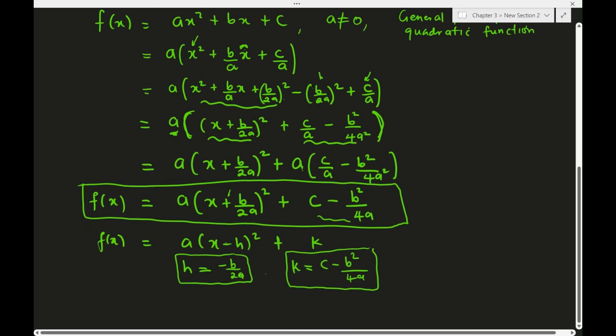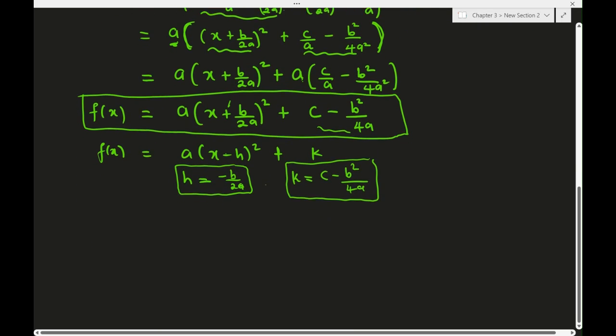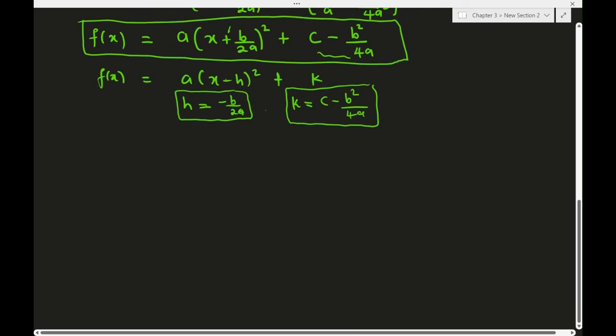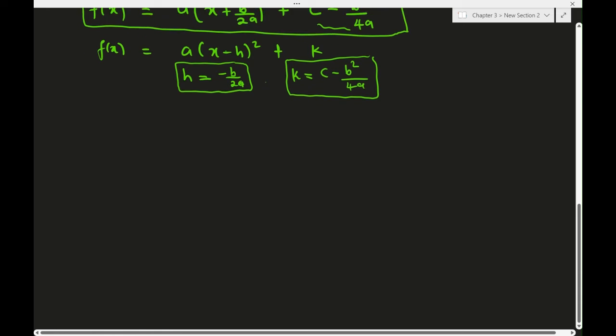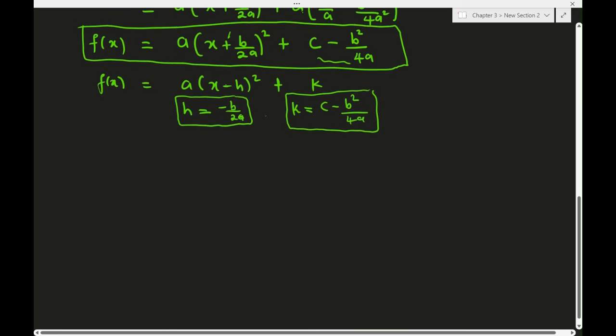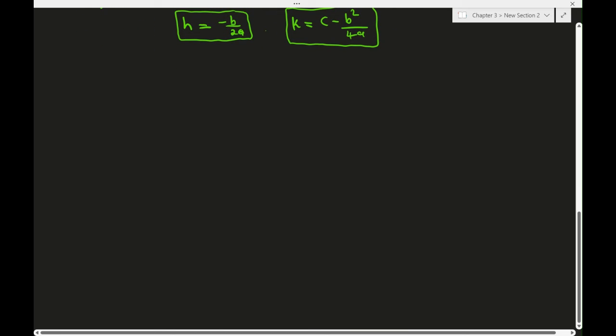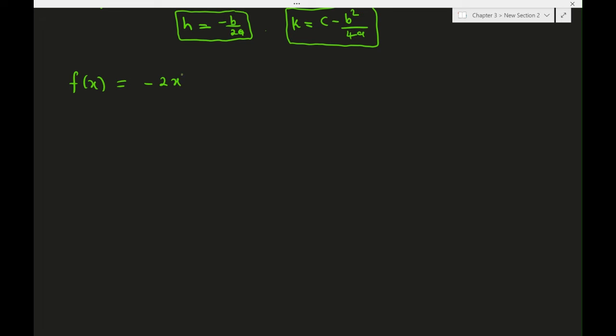So what are h and k? h and k is the vertex of this quadratic function. All right, let's just take a simple example. Let's say we have f of x equals minus 2x squared minus 4x plus 6. This is in general form.